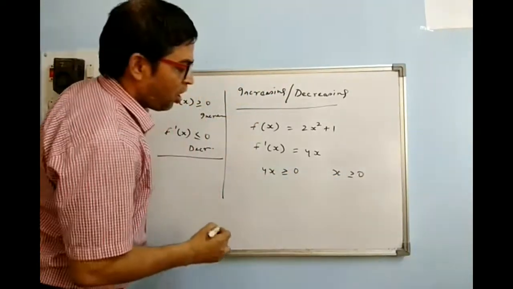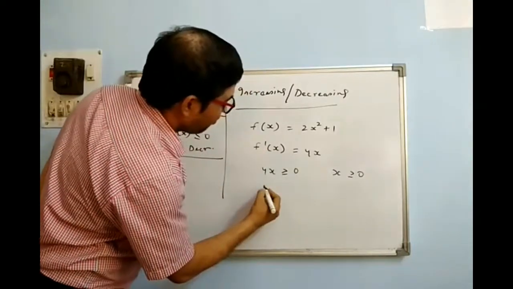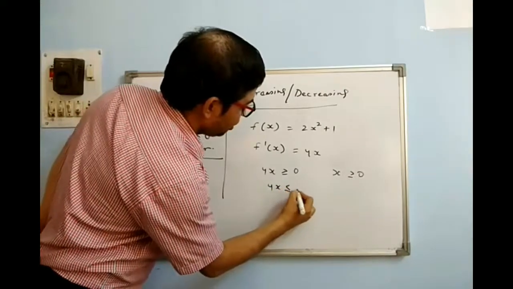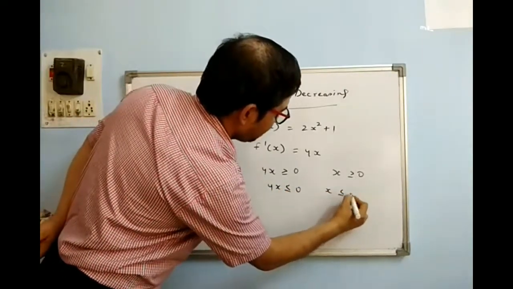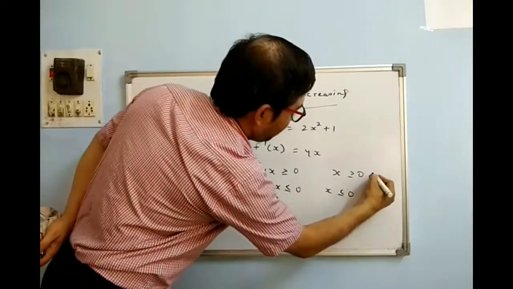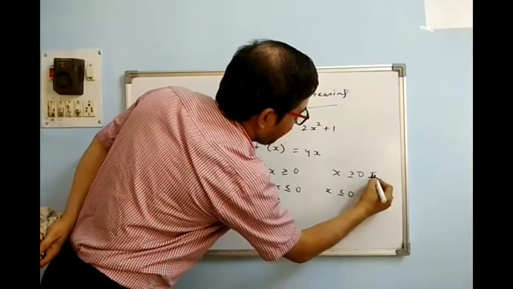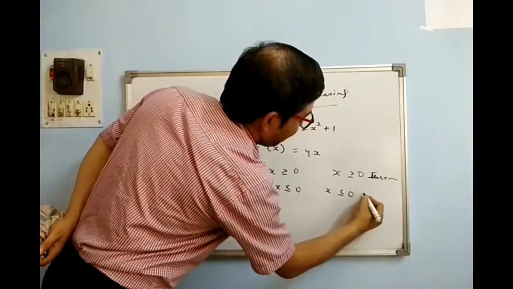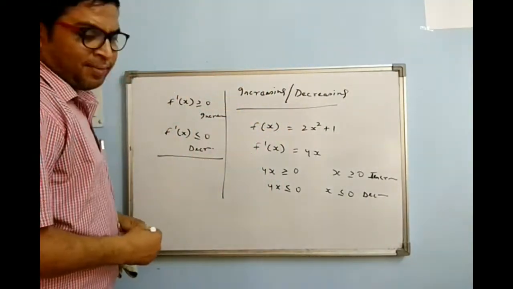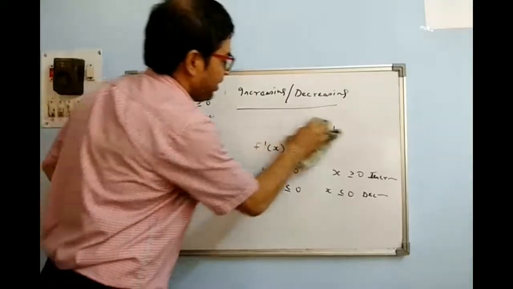That means for all positive numbers, this function is increasing, whereas for negative values, f dash x is less than 0, when x is less than or equal to 0, the function is decreasing. So for these values of x, the function is increasing, and for these values of x, the function is decreasing. This is the most simple way to check whether a function is increasing or decreasing.